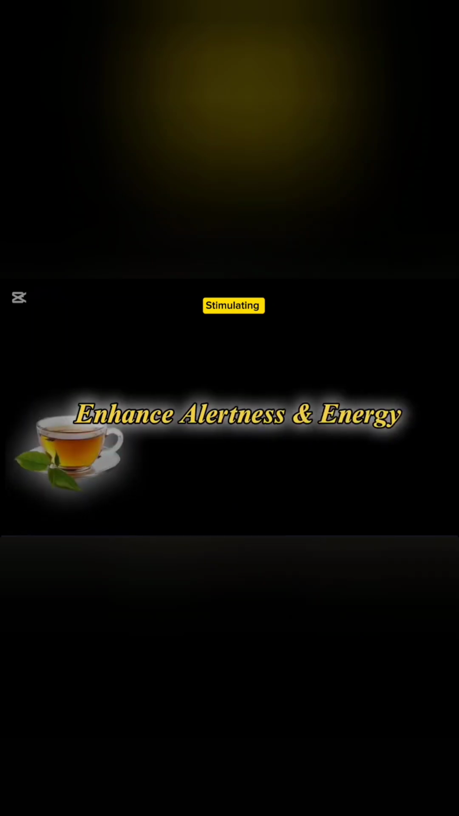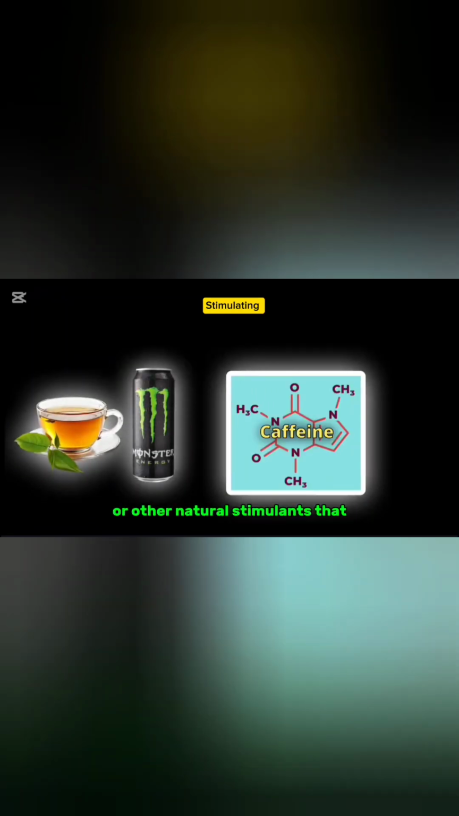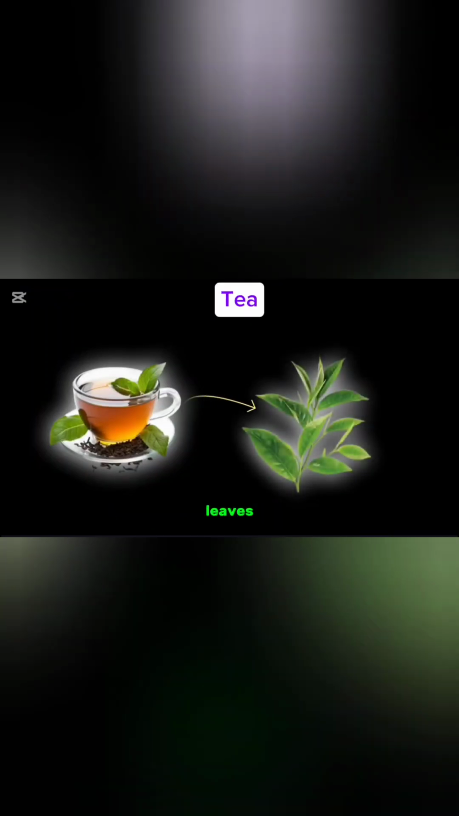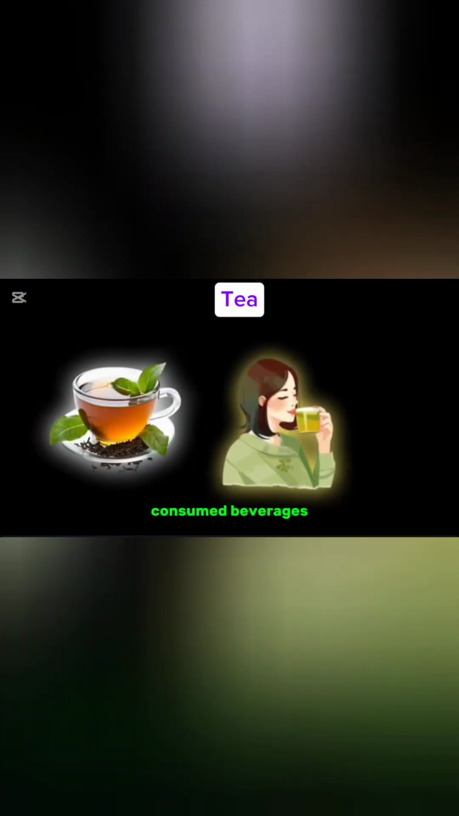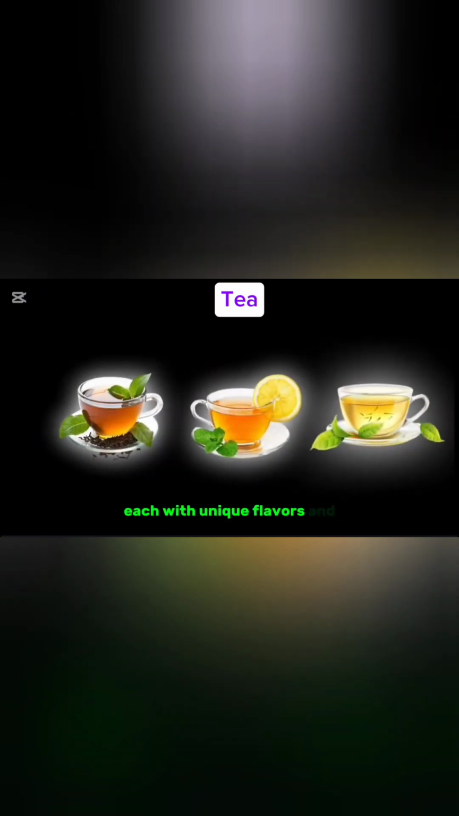Stimulating beverages enhance alertness and energy. Stimulating beverages contain caffeine or other natural stimulants that help improve focus and energy levels. These drinks are commonly consumed in homes, restaurants, and hotels. Stimulating beverages include tea, coffee, and energy drinks. Tea, made from Camellia sinensis leaves, available in various types. One of the world's most consumed beverages, tea comes in various types, each with unique flavors and benefits.